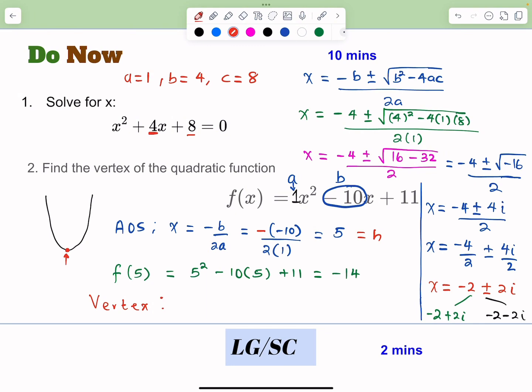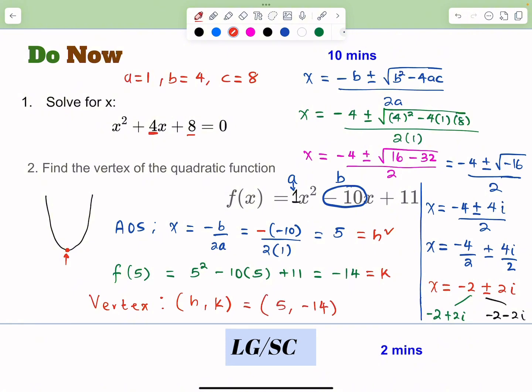So the vertex that I'm looking for, which is h and k. Now what is my h? I've already calculated my h, and this is my k. So my answer would be 5 and negative 14.